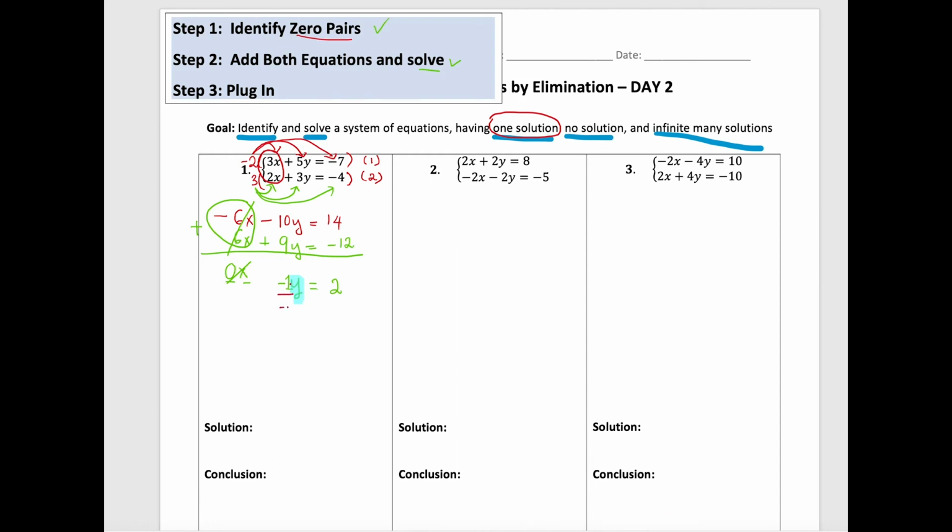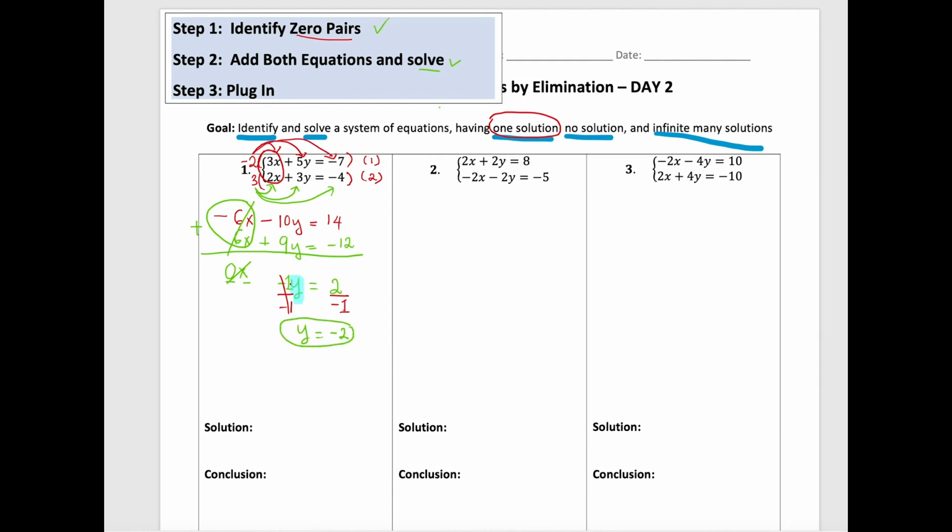Divide by -1 on both sides. Here we go. These cancel out, giving me exactly what I want. What is the variable we're looking for right here? Y, right? So we're going to have y, and it's equal to divided by -1, giving us -2. I'm done with y. Is my story over?